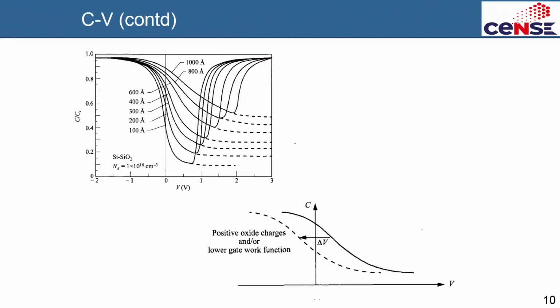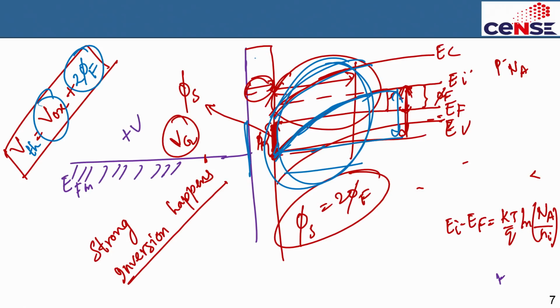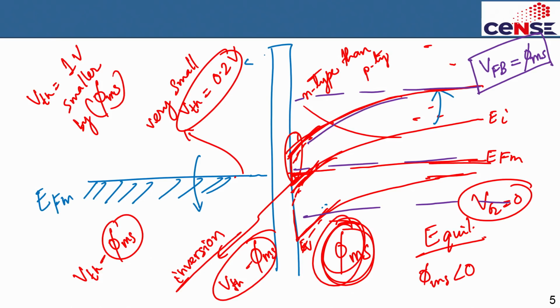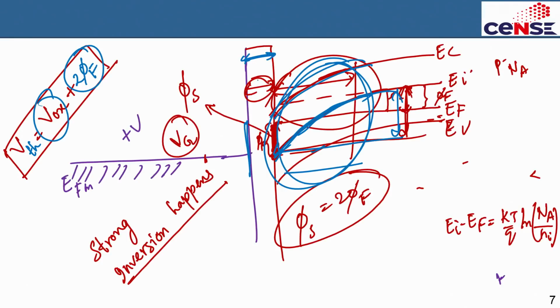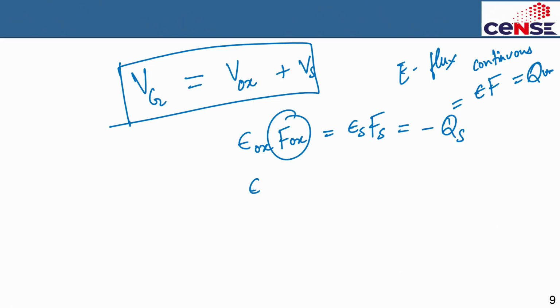This field in the oxide is nothing but the voltage that is dropping on the oxide divided by the thickness of the oxide. So whatever voltage is dropping on the oxide divided by the thickness of the oxide will give you the field in the oxide. So I can write that as epsilon ox into the voltage that is dropping on the oxide by the thickness of the oxide.